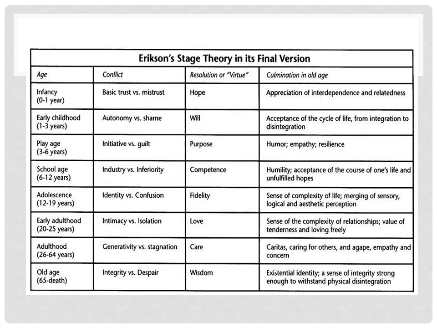Next, we have the adolescence. So that's 12 to 19 years old. That is identity versus confusion, or role confusion. Okay, so in here, the virtue is fidelity. The culmination in old age would be the sense of complexity of life, merging of sensory, logical, and aesthetic perception.